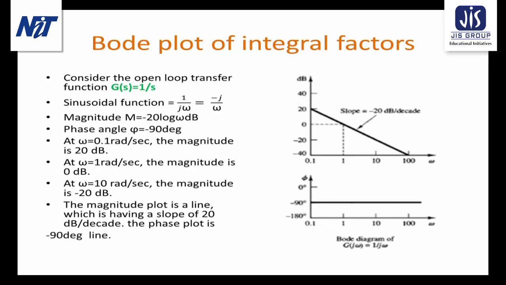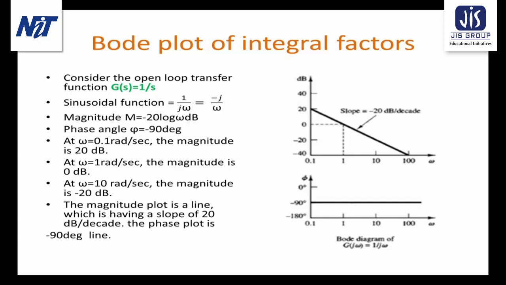That means it is not depending upon the value of omega. So whatever the value of omega is taken, the phase angle plot will be a straight line passing through minus 90 degrees, just like this. So this is the phase plot of 1 by S, that is always a minus 90 degree straight line, parallel to the 0 degree and minus 180 degree lines. And it always remains the same irrespective of the values of omega. Now what will be the magnitude plot?